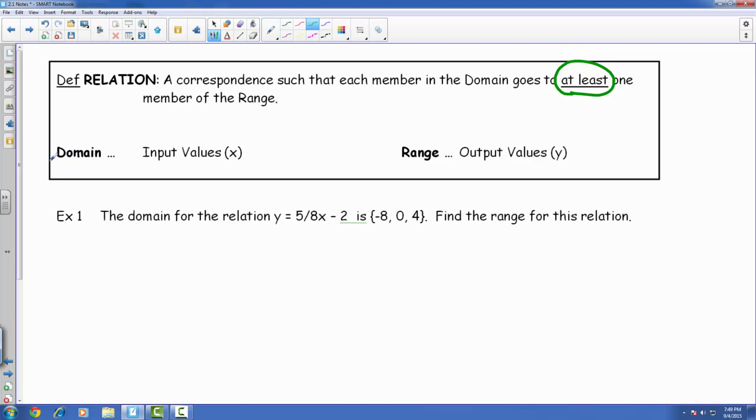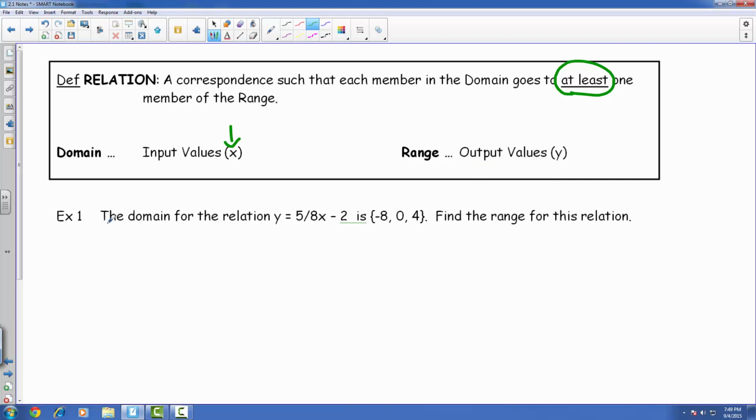Now, when we're looking at the word domain, those are simply your input values, or your x's. The range is whatever you get out when you plug in your domain, your input values. Much like a relationship: the more time you put into a friendship, odds are the better your friendship is going to be. Much like what a range would be, your output as a result of that.